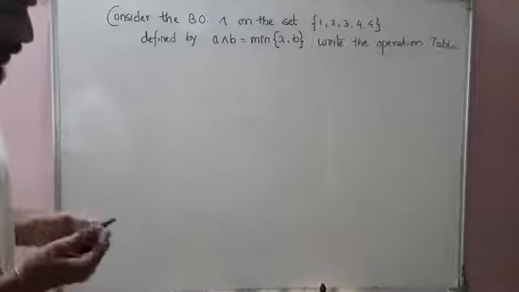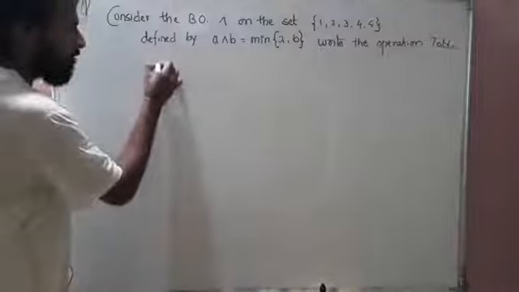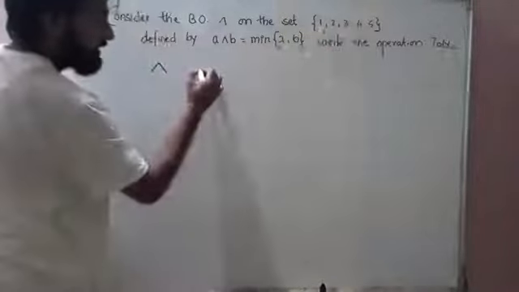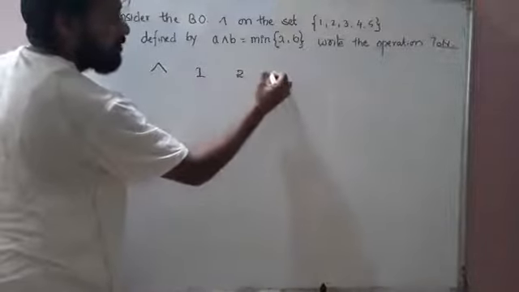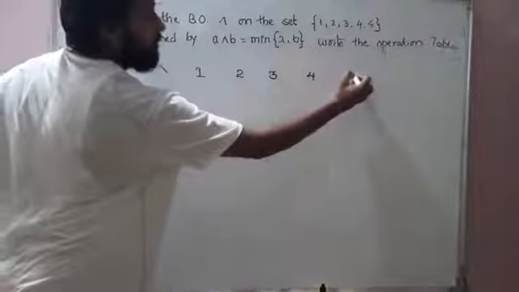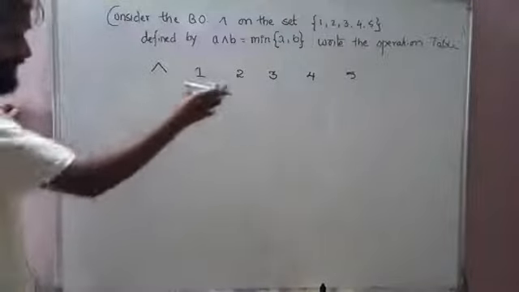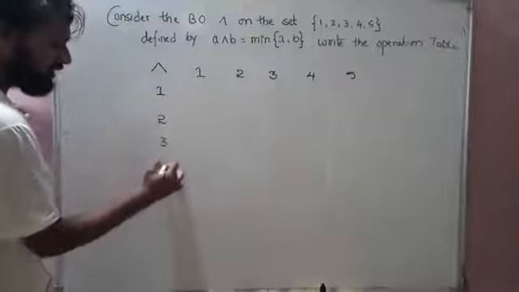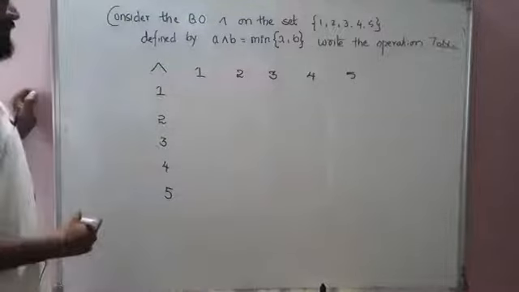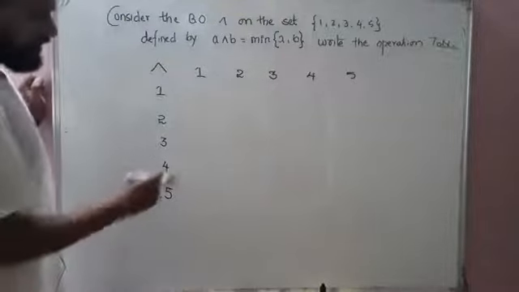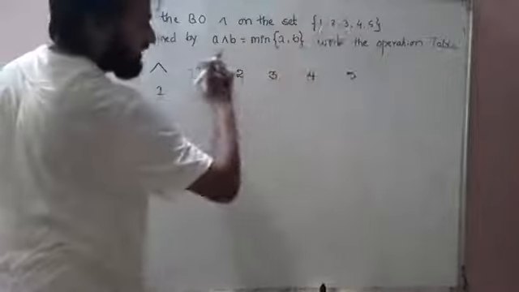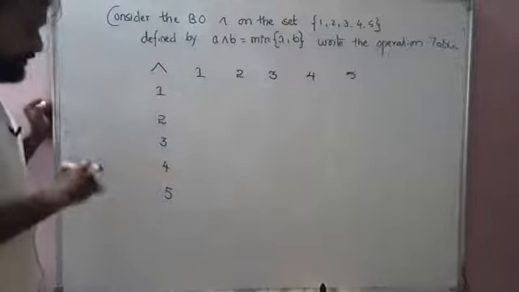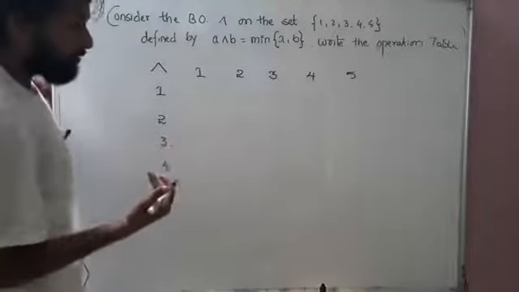So whenever we write an operation table, we write that operation here, and whatever set they have given, we write like this: 1 2 3 4 5. And the same numbers we should write here: 1 2 3 4 and 5. I hope you're understanding what I'm saying. So you just need to write the elements of the set along horizontal and vertical with the given operation. So now we have to go through all the permutations and combinations.